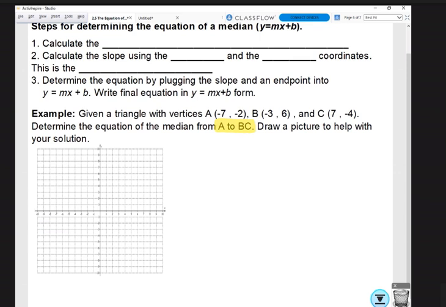let's go ahead and plot A, -7, -2. Here we are. That's coordinate A. -7, -2. B is -3, +6. -3, +6. And C is 7, -4.